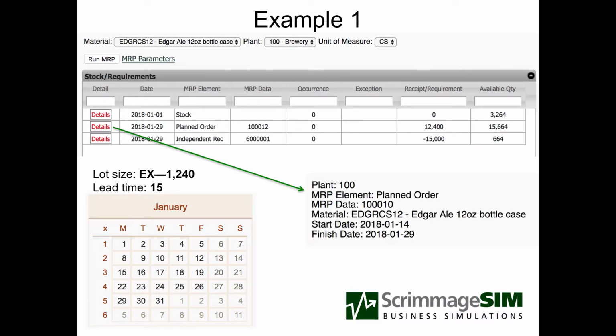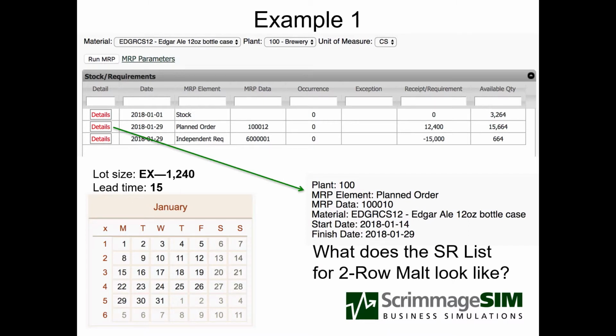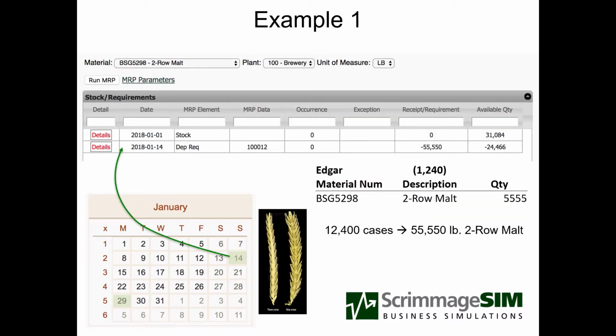Returning to the stock requirements list for Edgar Ale, we ask the question, what does the stock requirements list look like for 2-row malt? The 2-row malt has a dependent requirement directly from the Edgar Ale because 5,555 pounds of 2-row malt, the base malt, are required for each 1,240 cases produced. So the dependent requirement is for 55,550 pounds of 2-row malt.